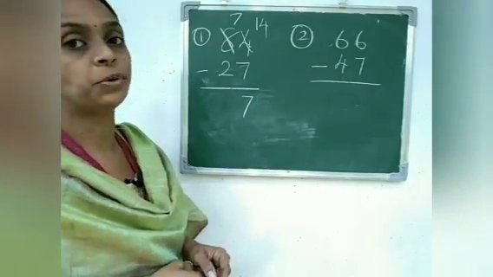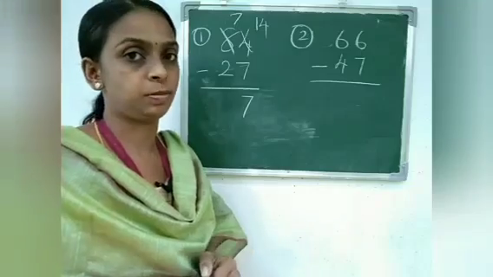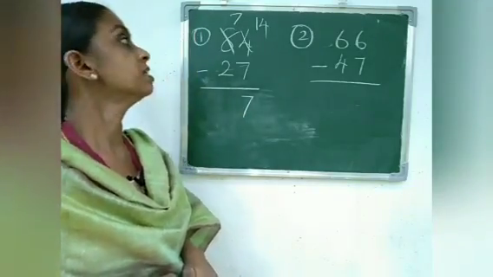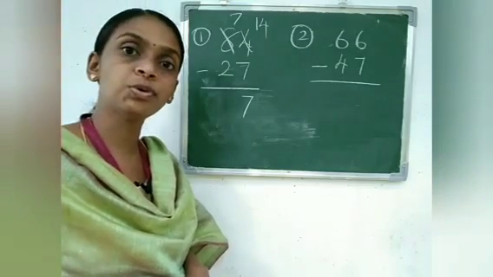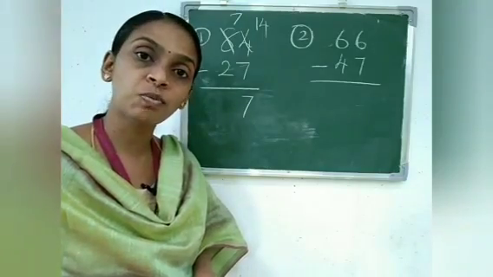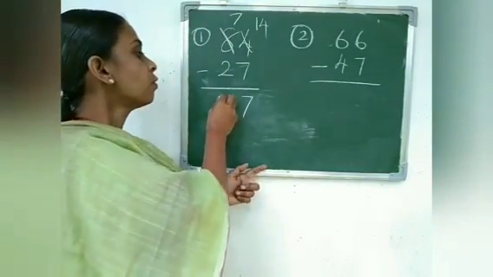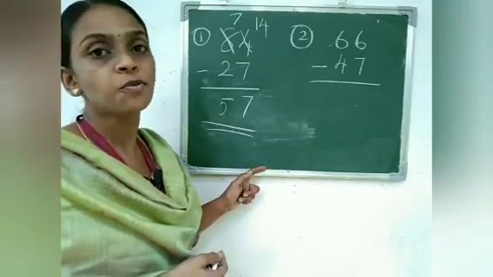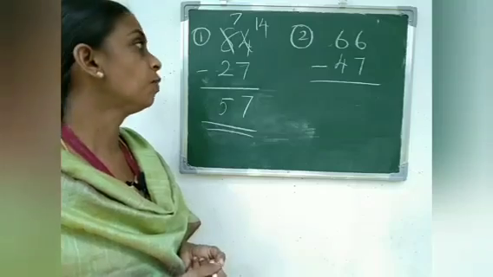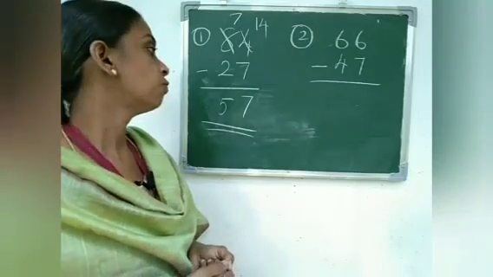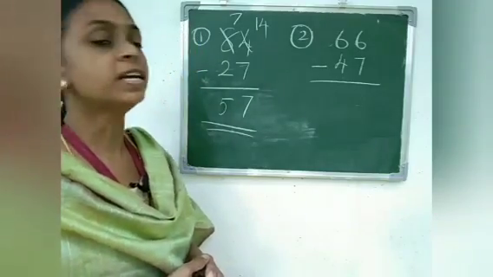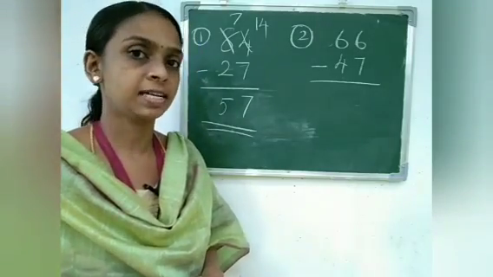Next, we have to subtract the numbers in the tens place. The tens place numbers are 7 and 2, so we do 7 minus 2. 7 minus 2 is 5. So what is the answer? 57. So 84 minus 27 is 57.